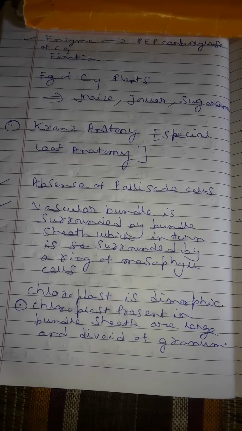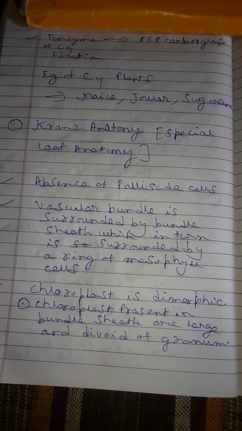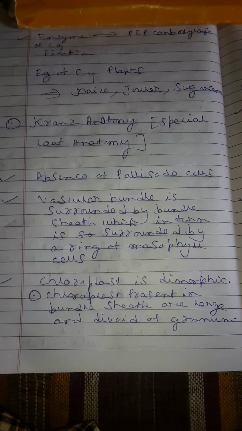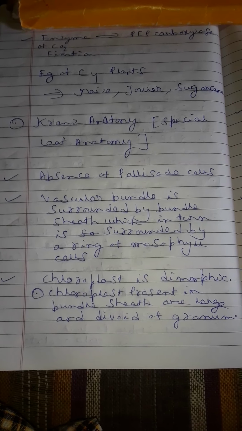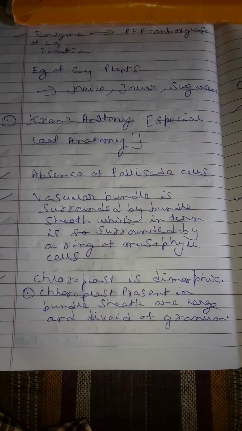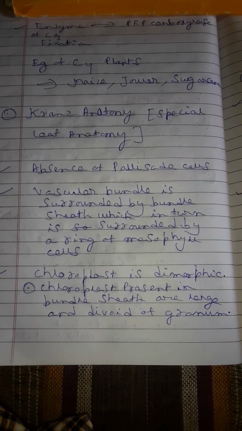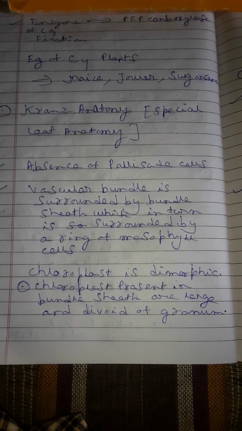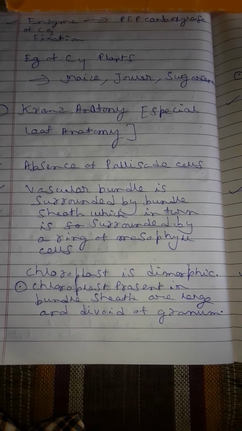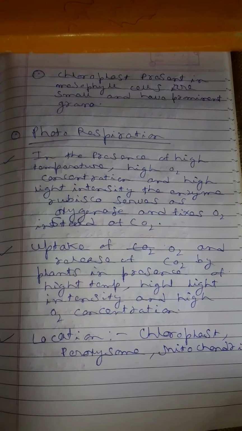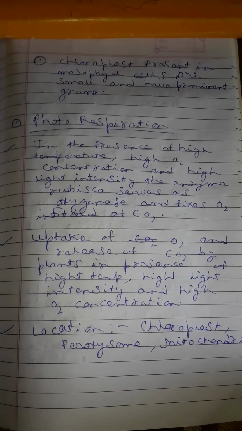Kranz anatomy. Special leaf anatomy in the leaves of C4 plants. Special characteristics to be noted: absence of palisade cells and tissues. Vascular bundle is surrounded by bundle sheath, which is in turn surrounded by a ring of mesophyll cells. Chloroplast is dimorphic. Chloroplasts present in bundle sheath are large and are devoid of grana, while chloroplasts present in mesophyll cells are small and have prominent grana.